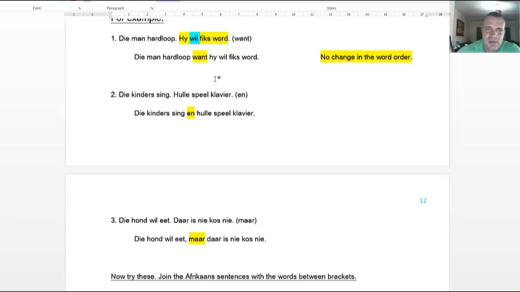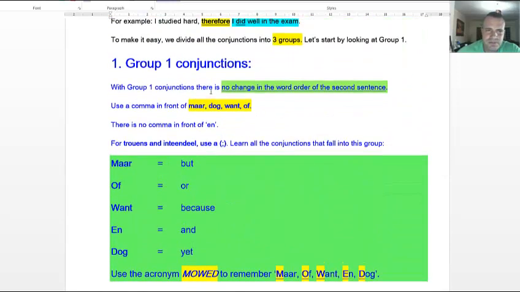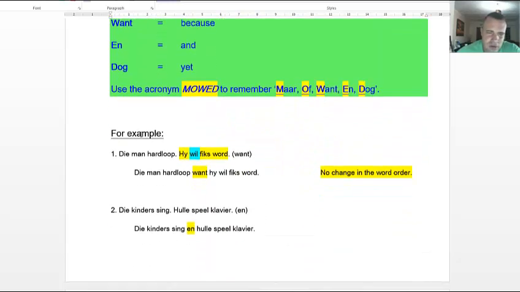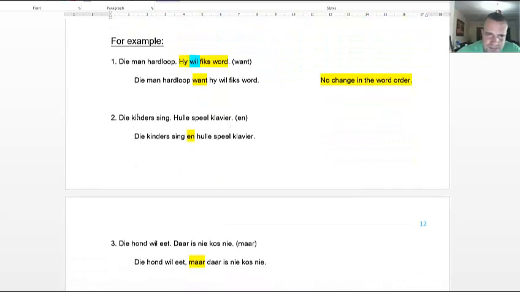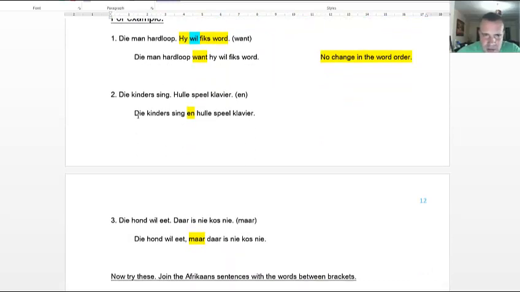Die man hardloop want hy wil fiks word. There's no comma, sorry. So you do not use a comma in front of these words. But if you do, it's not going to matter. Okay. Die kinders sing, hulle speel klavier.